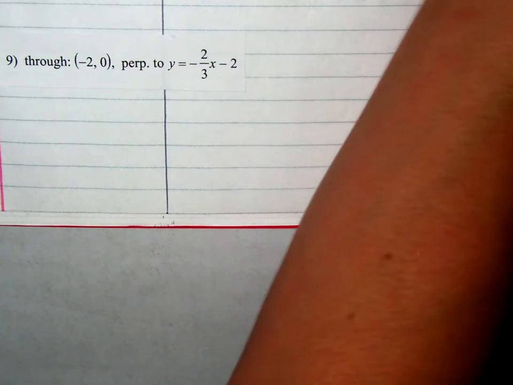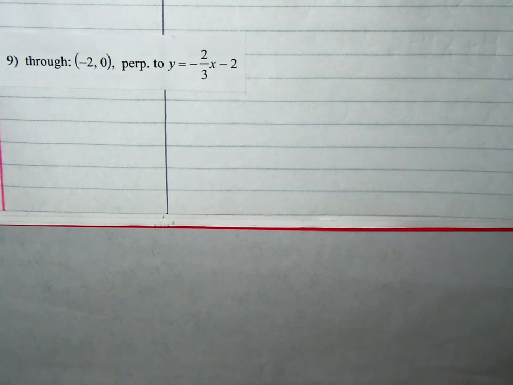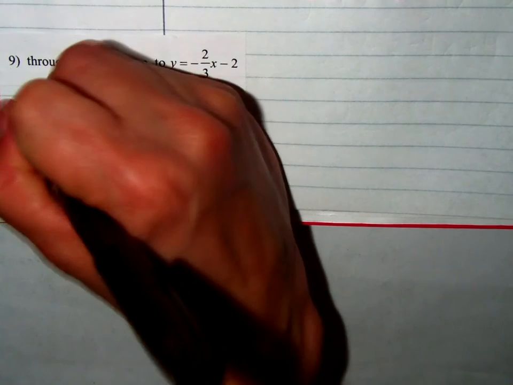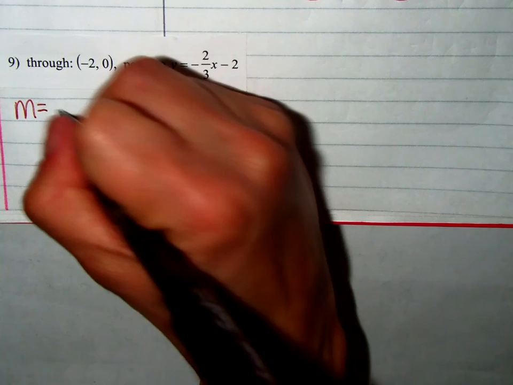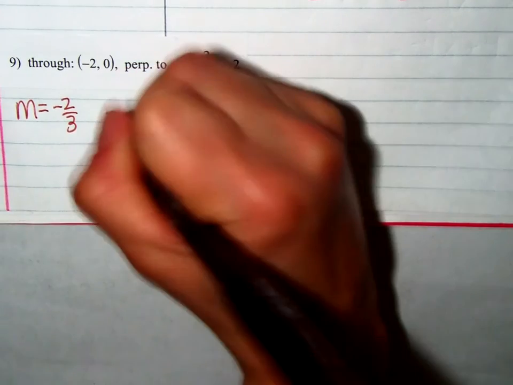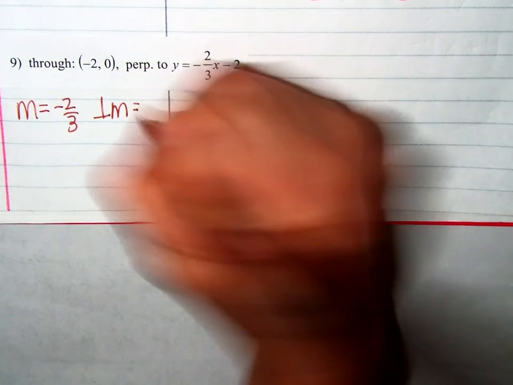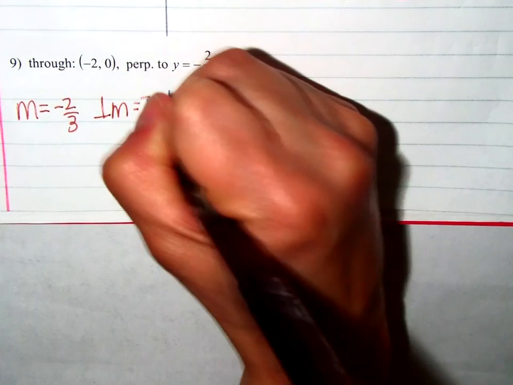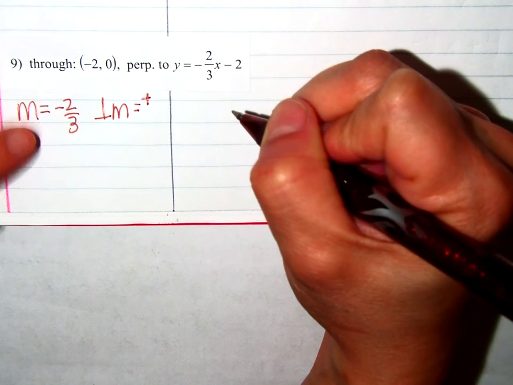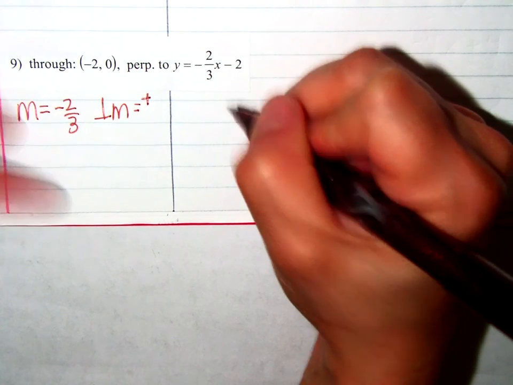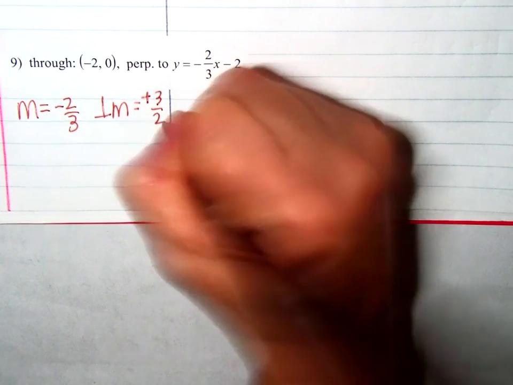All right, we want to first identify the slope of the equation. So first m is equal to negative 2/3. I need my perpendicular slope. If this is negative, that means this one has to be positive. This is 2/3, so to flip it gives me 3/2.